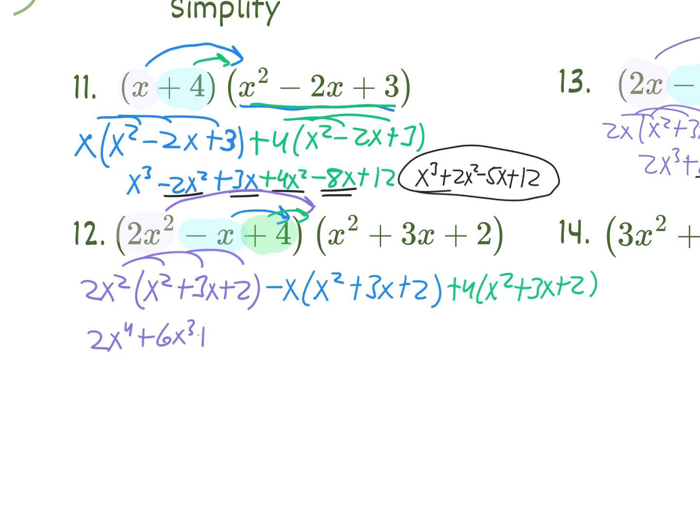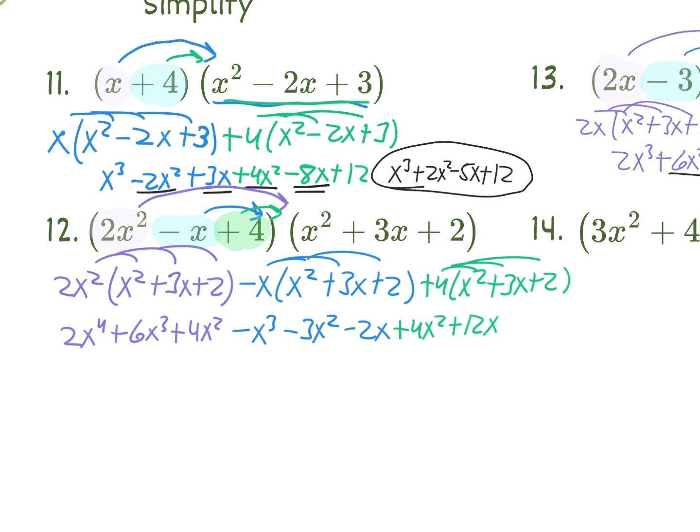So in purple, this is what we're left with. And then in blue, I can distribute that negative x everywhere, so then I get a negative x to the third minus 3x squared minus 2x. And then in green, I can distribute that 4. So it's going to give me 4x squared plus 12x plus 8.